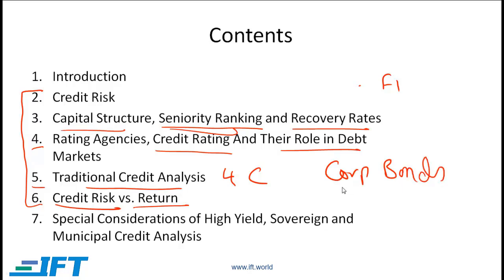Now, most of what you study here is based on corporate bonds, and more specifically investment grade corporate bonds. In section 7, the curriculum provides a few basic guidelines on credit analysis for other kinds of bonds, such as high yield bonds, which are also called junk bonds, sovereign bonds, which are bonds issued by the federal government of a country, and finally municipal bonds. So these are bonds that are issued by states or cities or municipalities.